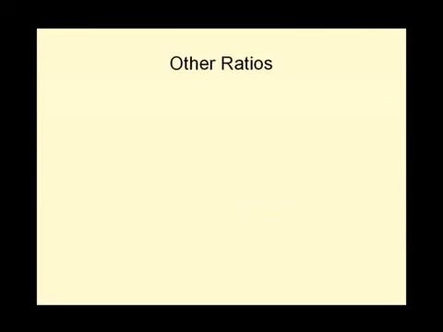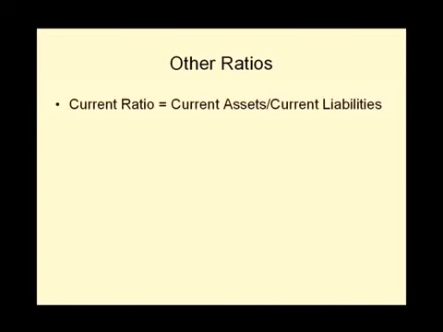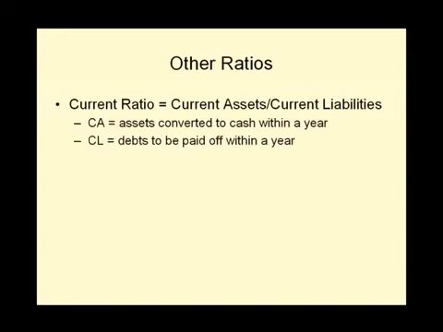Here are a few other ratios that are important to the financial planning process, even though they are not components of the DuPont analysis. First is the current ratio, which is defined as current assets divided by current liabilities, where current assets are assets that can be converted to cash within a year or that are cash already. Current liabilities are debts that have to be paid off within a year. So the current ratio indicates the dollars in current assets available per dollar of current liabilities.